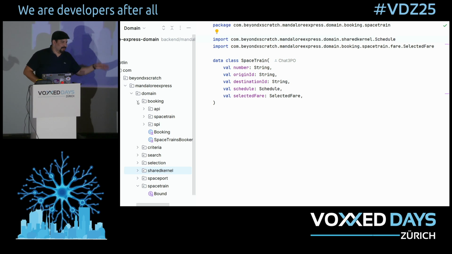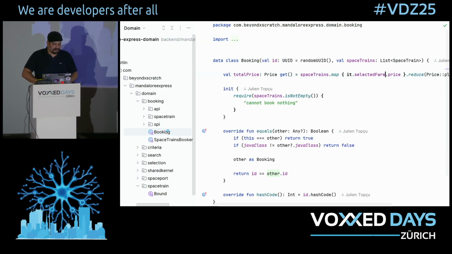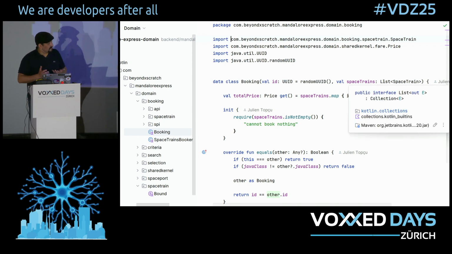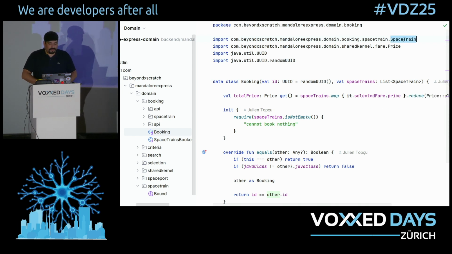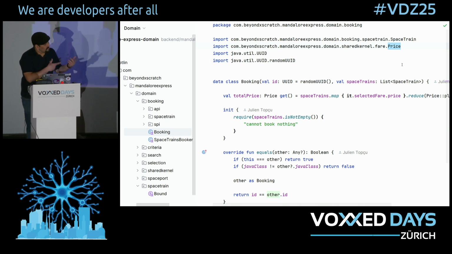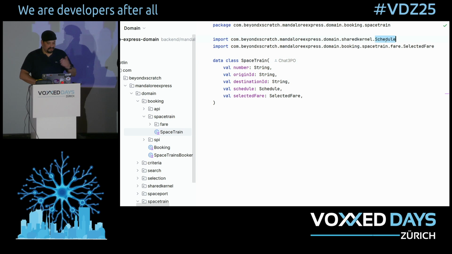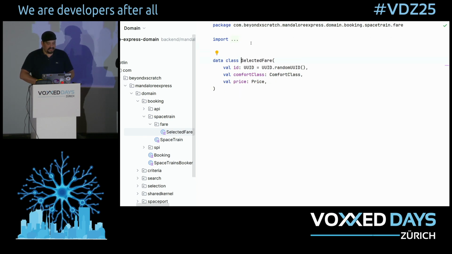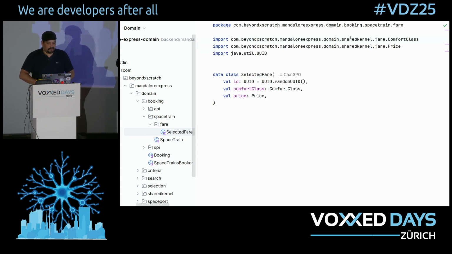Okay, I will try to explain it in another way. So here, let's go inside the booking and let's see from where it takes its concepts. You can see that it can come either from the booking package, like here, the booking domain, like the space train, or from the shared kernel, like the price, because it shares the price representation with the search. Going inside the space train here, it's using the schedule from the shared kernel and the selected space train, selected fare from the booking. The selected fare here only uses concepts from the shared kernel.